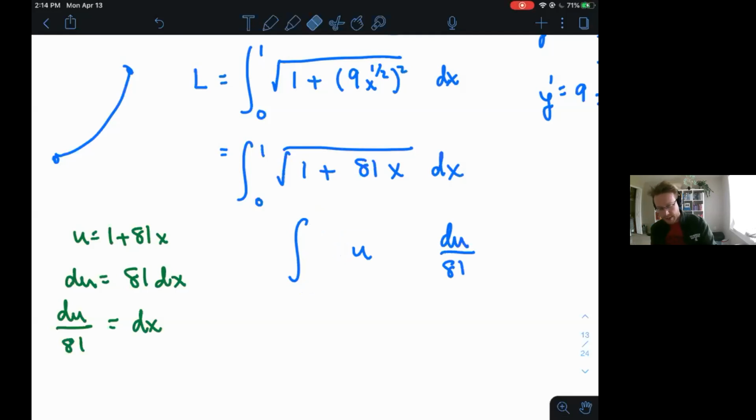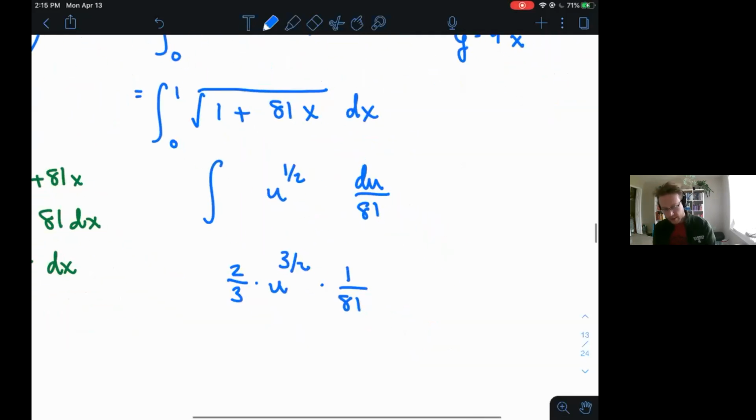Remember, the square root is the same thing as raising to the 1/2 power. And so when we integrate this, this is the power rule in reverse. We go ahead and up our power by 1, and then we multiply by the reciprocal of our new power, so 2/3. Let's not forget about this 1/81 that's hanging out over here.